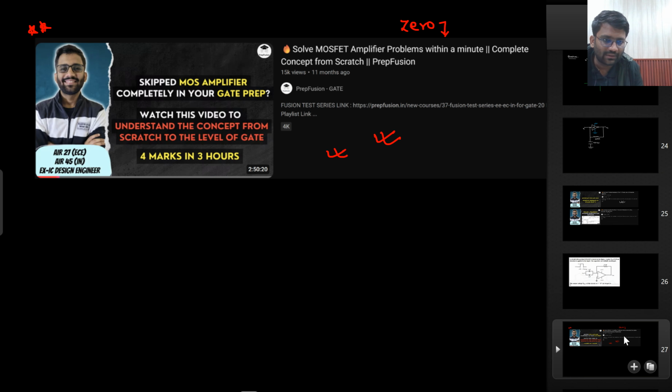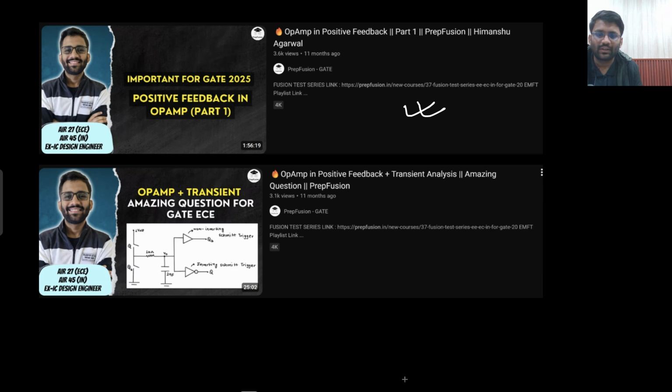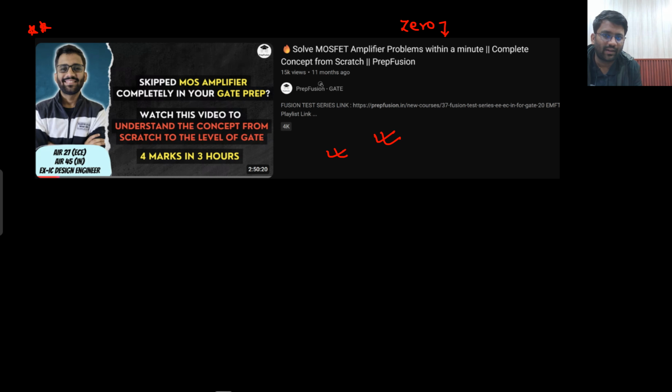Where do I place it? So what I am doing is removing this particular page. Like you can see, two videos are there. Both of the videos you should watch. After watching this particular video, you can watch this video and this video as well. So I am removing this slide, and the MOSFET amplifier video also you can watch. So I am removing this slide as well. So I will get 2 extra pages.